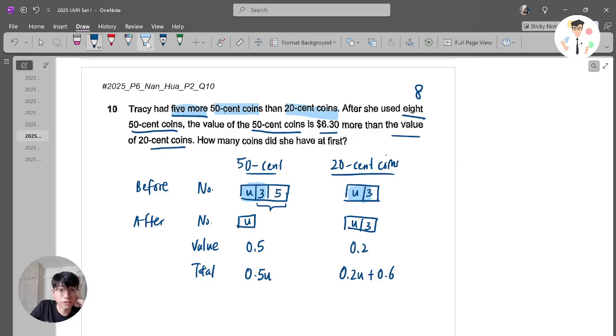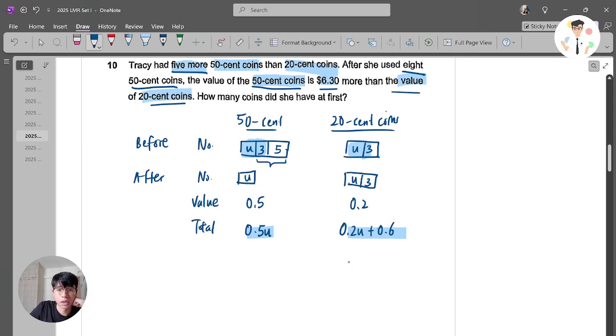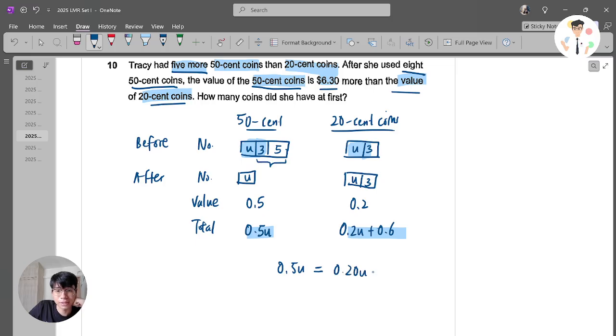plus 0.2 times 3, which is 0.6. And again, the question says what? The value of 50-cent coin, which is this part, now is $6.30 more than the value of 20-cent coin. Means that this is $6.30 more than this. If we would like to understand this, we can say, again, this is $6.30 more than this. So if I want to make it equal, means that here I need to plus $6.30. Okay.